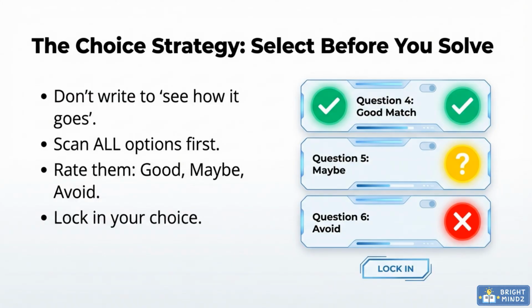When a section gives you choices, don't start writing just to see how it goes. First, quickly read every option in that choice set. Then rate each one in your head. Anything that feels familiar and score friendly is good. Ones that seem okay become maybe. Anything confusing, super slow, or based on weak topics goes into avoid. Now deliberately pick the best, good option and fully commit your time and energy to that one.